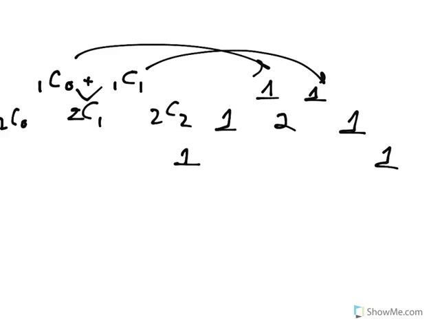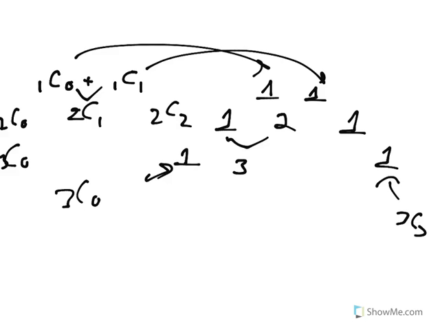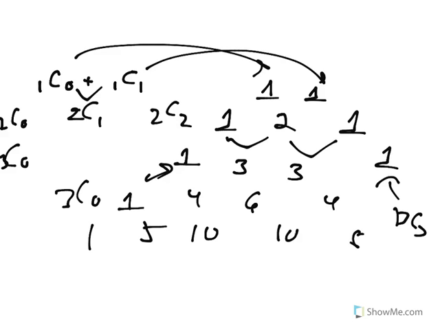I can do the same thing with 3C0. Running out of room, so 3C0, and this would be 3C3. But the other numbers, based on this property, 2C0 plus 2C1 is 3C1. 2C1 plus 2C2 is 3C2. And in doing so, we end up with the famous Pascal's triangle, where each number is the sum of the two numbers above it. So 10 plus 10 is 20. 10 plus 5 is 15, 6, 1.